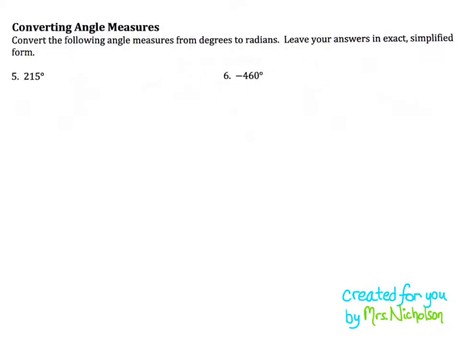All right, next up we're going to convert angle measures. We have two angles here in degrees, and we want to convert those to radians. And notice that it says that we want you to leave your answers in exact simplified form. And so what that means is that we need to leave pi in the answer. And we're also going to leave the answer as a reduced simplified fraction.